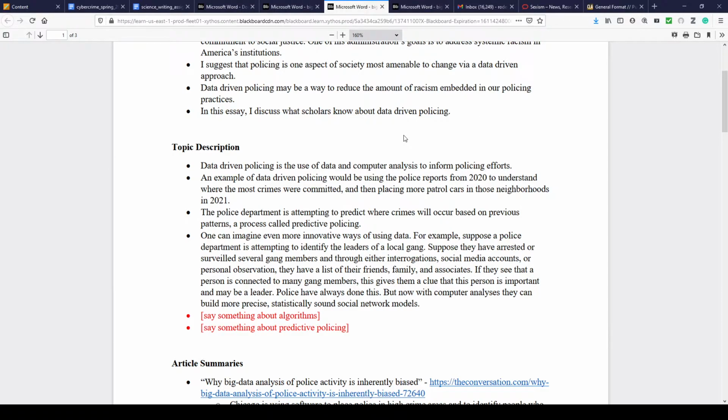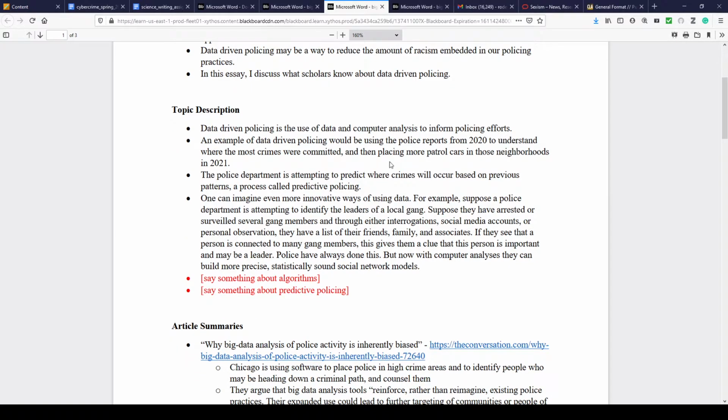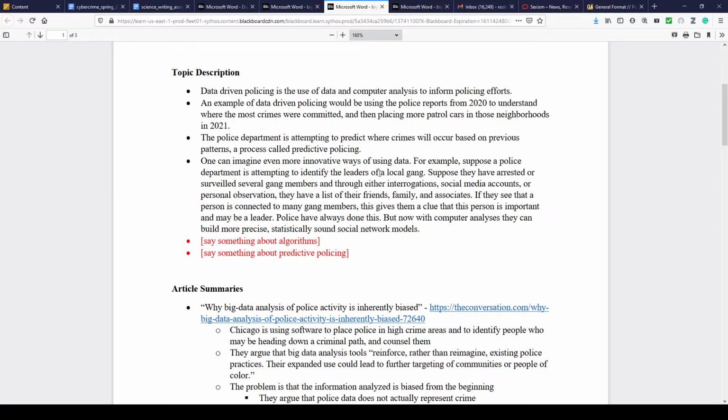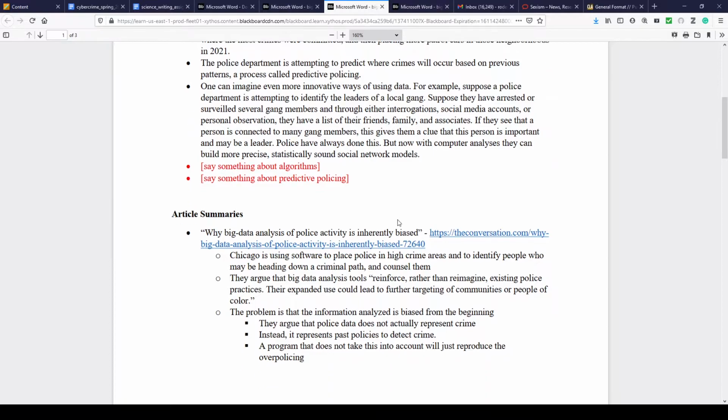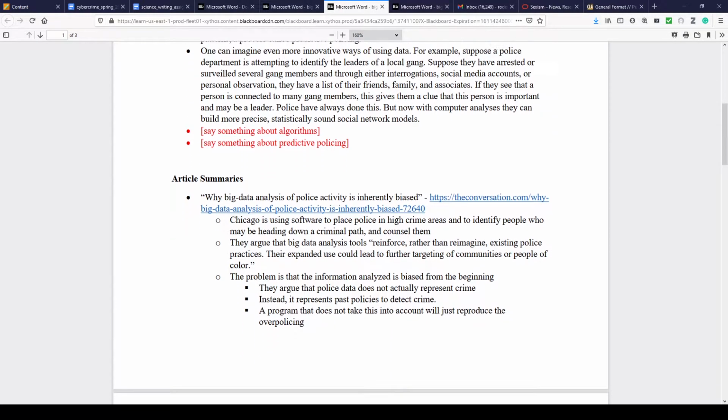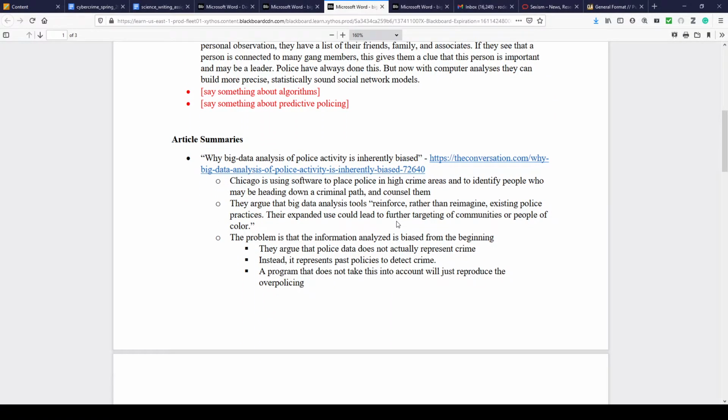Okay, so what I've done, and you'll have this on your own PDF copy, is I have started to write things in, and I put them in red so I'll know that they're my thoughts, right? So say something about algorithms, say something about predictive policing, right? And I needed to do that, and I did. With the article summaries, to me, it's a straightforward process. I read the article and I just put the bullet points in.